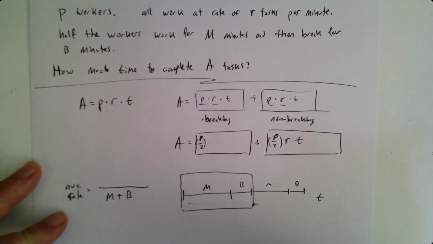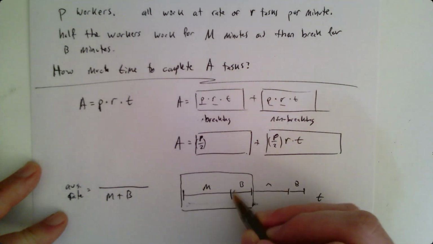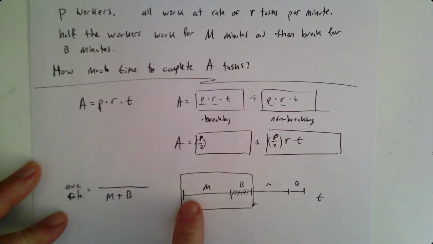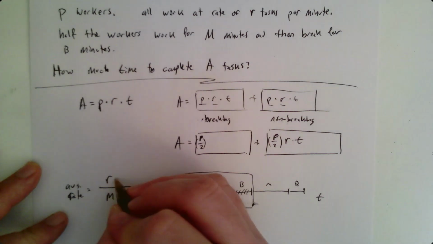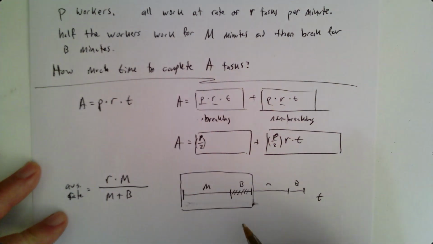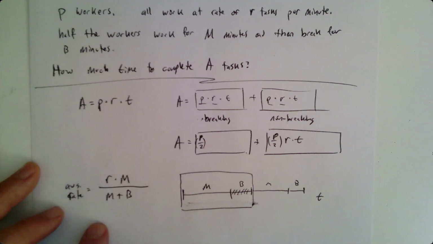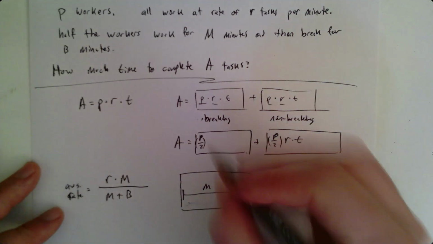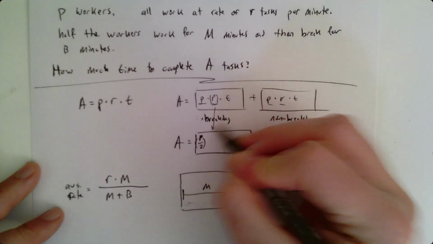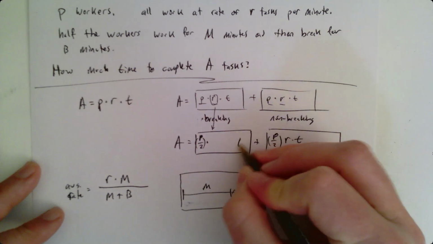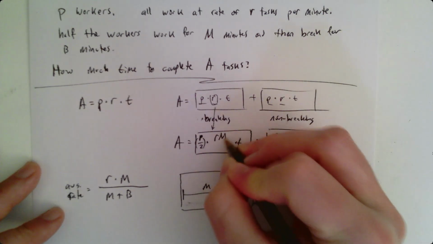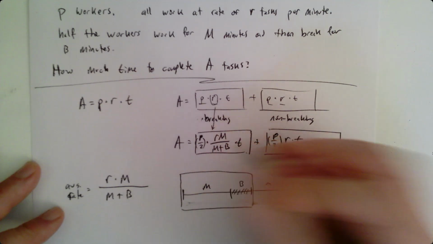How much work gets done? Here they're breaking, so they're only actually being productive during these M minutes, and they're producing R things per minute. So the total amount of work that gets done is just R times M, because they don't produce anything during the B. So this is the new average rate at which the breaking workers work, and that's what we'll substitute in here for the rate in that part of our model. So we'll say RM over M plus B.